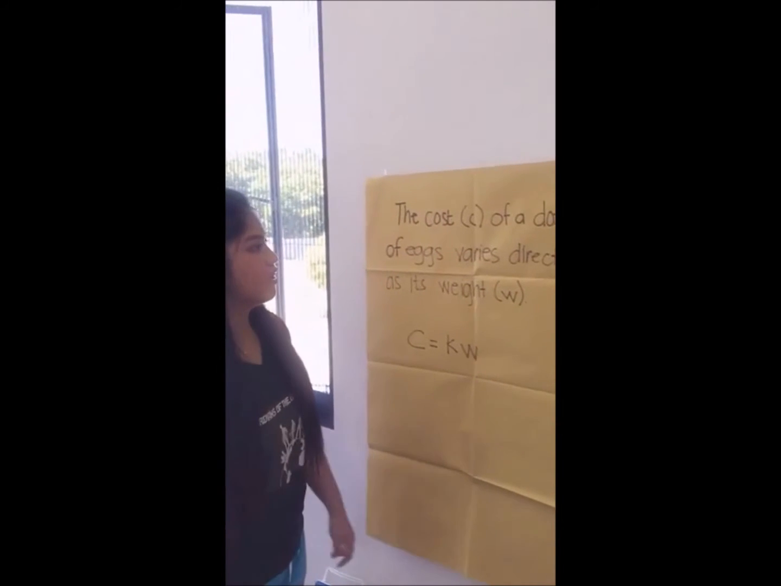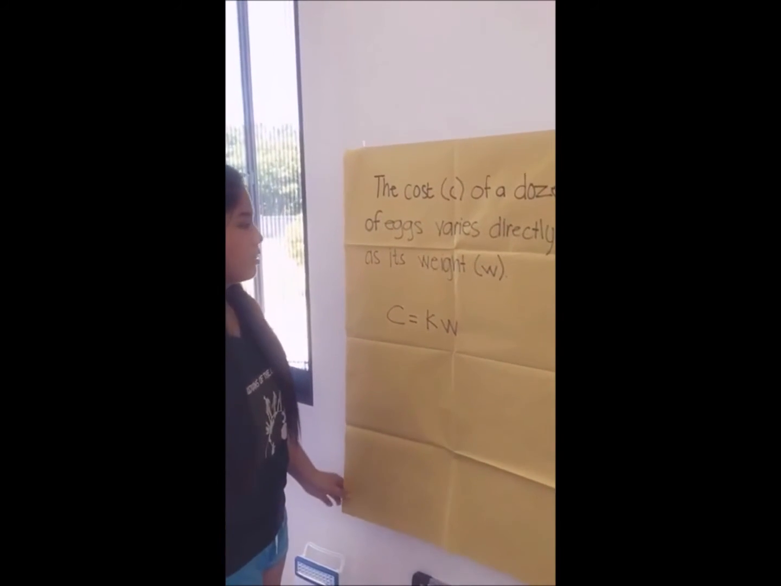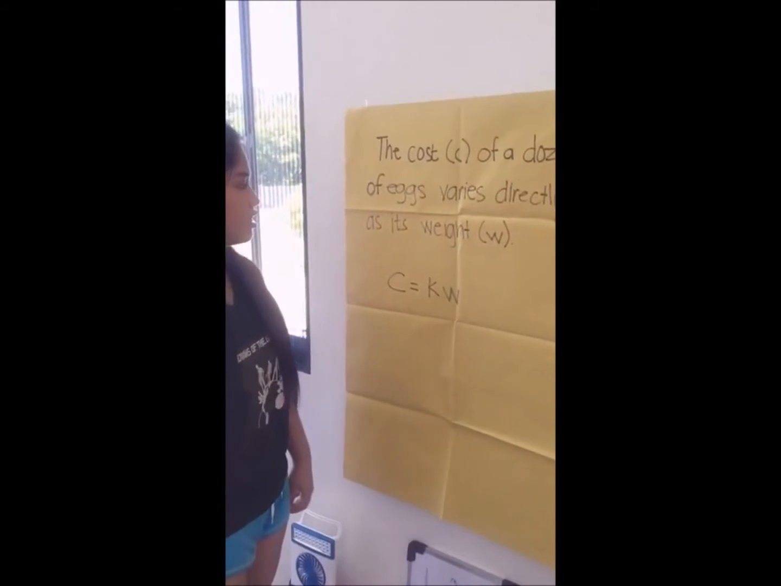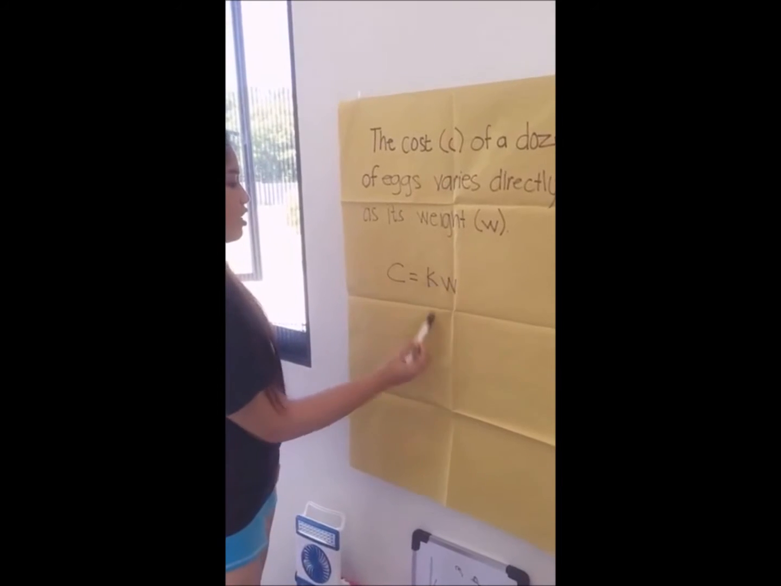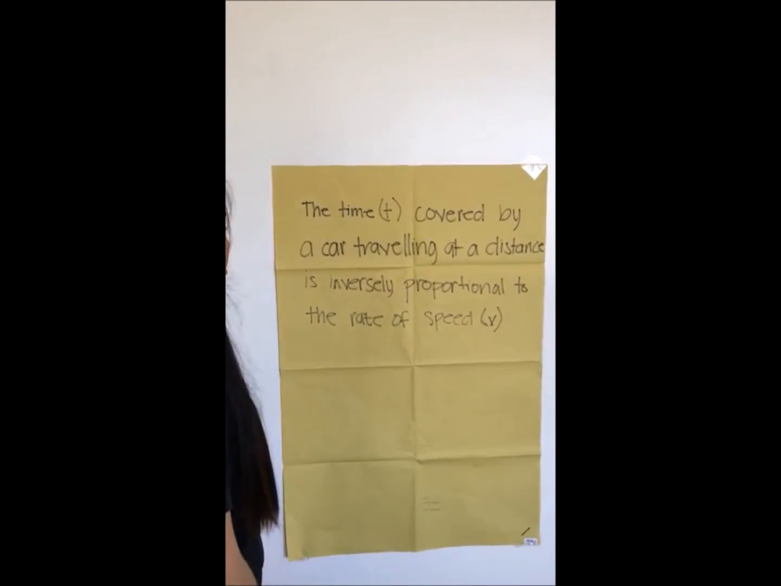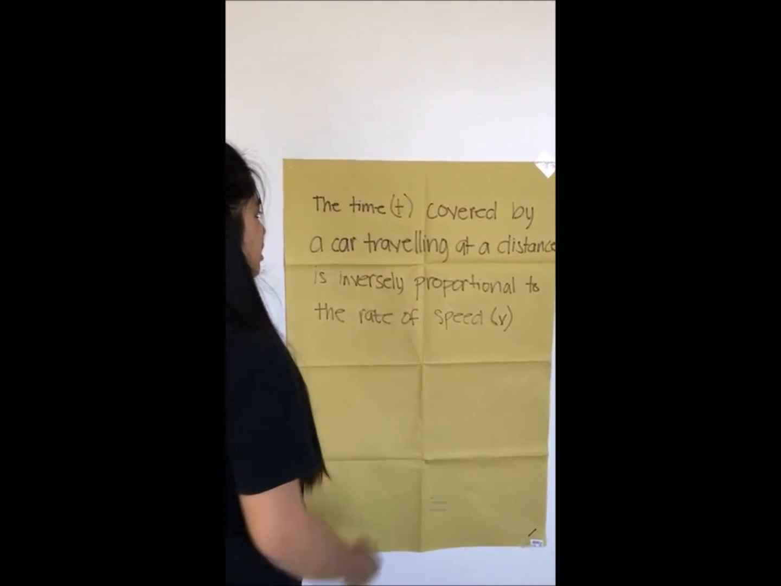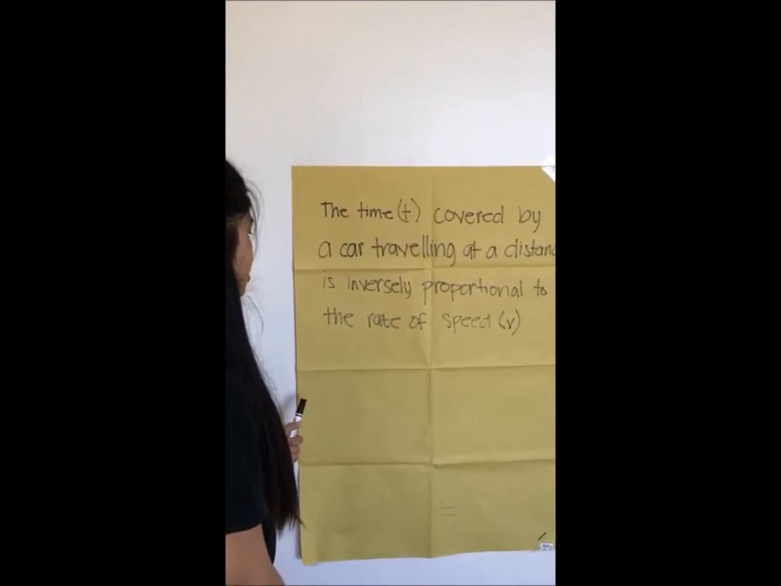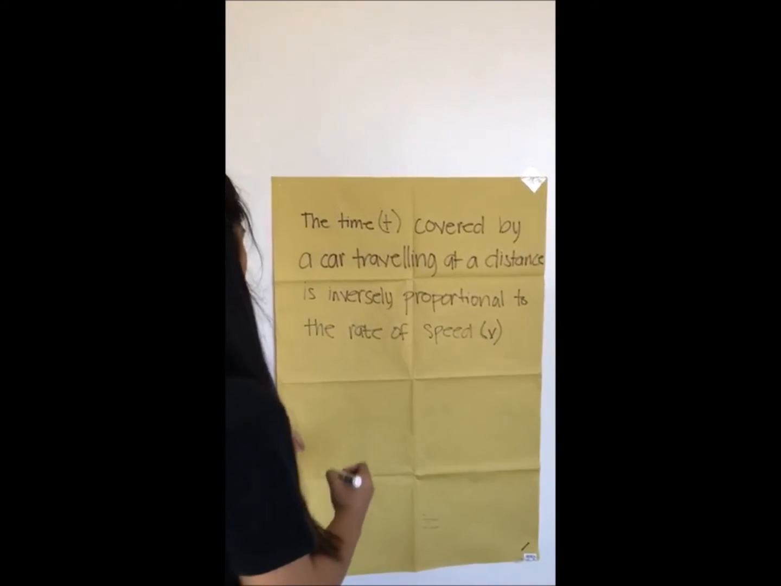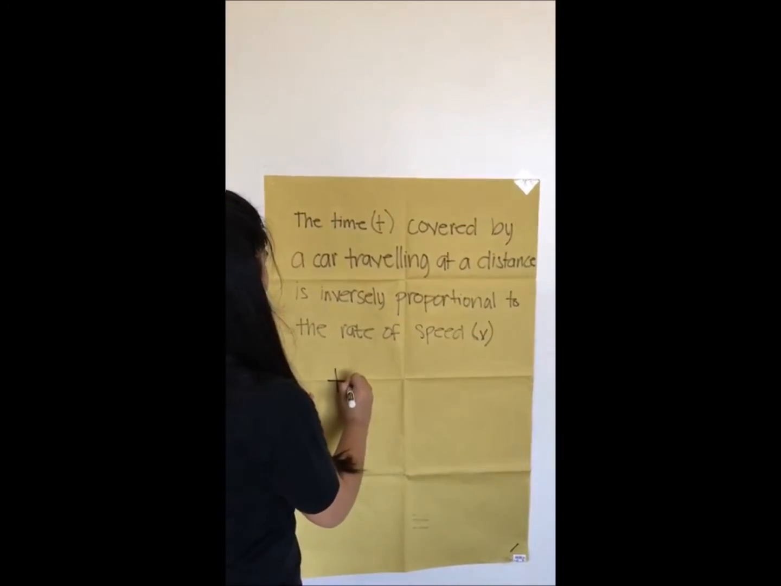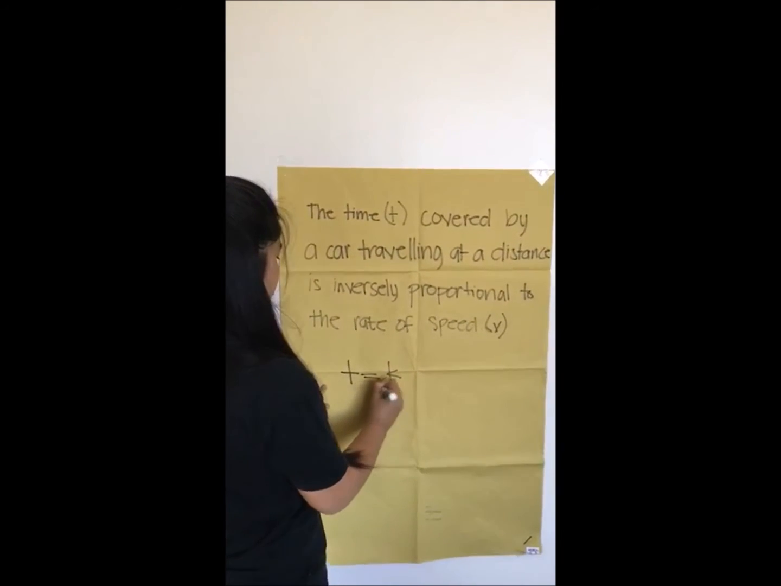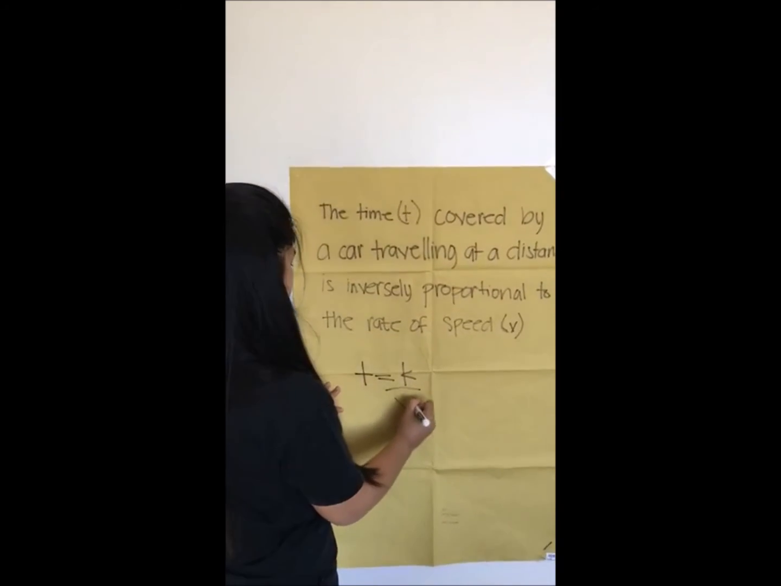The cost of a dozen of eggs varies directly as its weight. The mathematical equation for this statement is C equals KW, where C is the cost of a dozen of eggs, K is the constant, and W stands for the weight. Here is another example. The time covered by a car traveling a distance is inversely proportional to the rate of speed. The mathematical equation for this statement is T, which is the time, equals K, which is the constant, over v, the speed.